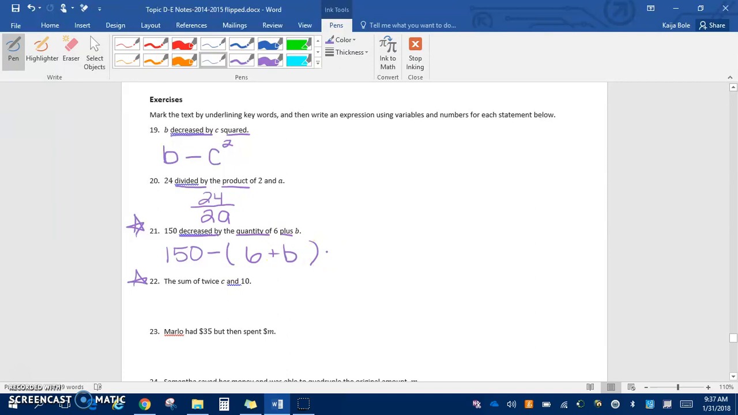And then the last one, the sum of twice C and 10. So we've got sum and twice. Don't forget about twice. That can be a little sneaky sometimes. So the sum means we need parentheses. Twice C would be 2C. And because it's a sum, we are adding 10 to that.